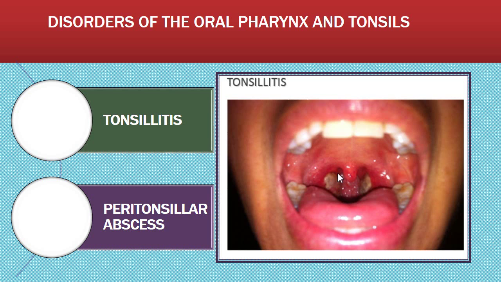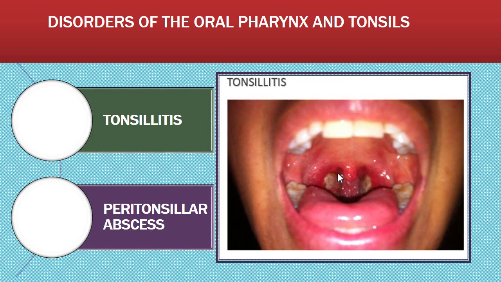Surgical intervention for tonsillitis may be needed for recurrent acute infections or even chronic infections that have not responded to antibiotic therapy, or if a patient develops a peritonsillar abscess, or they have enlarged tonsils and adenoids that are obstructing the airway. A peritonsillar abscess, or quinsy, is a complication of acute tonsillitis.